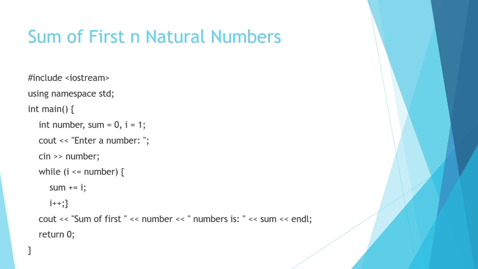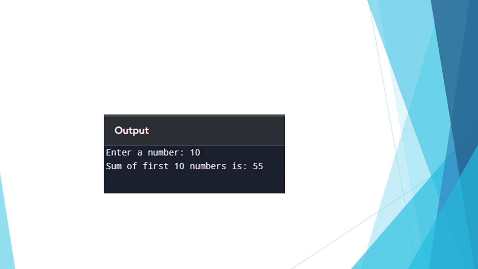Cout outputs a message in the format "Sum of first", followed by the value of number, "numbers is", followed by the final value of sum, which holds the sum of numbers from 1 to number. endl adds a new line after printing the result. After successful execution, the output for number equals 10 will be like this.